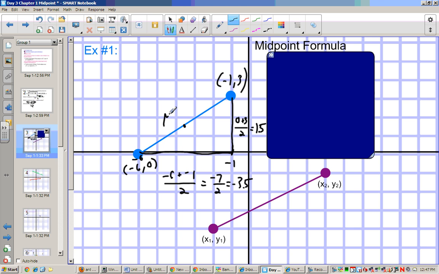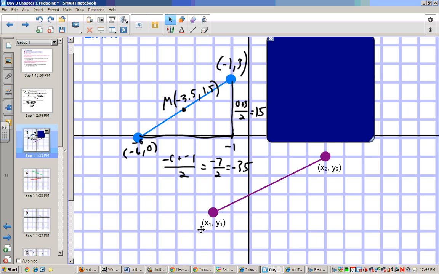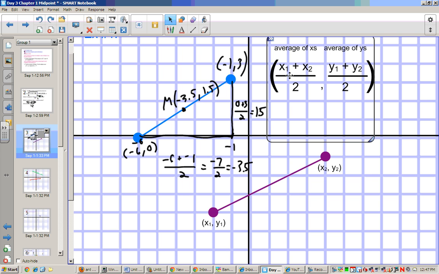So that's our midpoint with the point -3.5, 1.5. That is our middle. So now when we come up with a formula, if we look at this, we're going to add our x1 and x2 and divide by 2. We're going to add our y1 and y2 and divide by 2 to get a formula that looks like this. Take a second, pause it if you need to, and take down those notes.